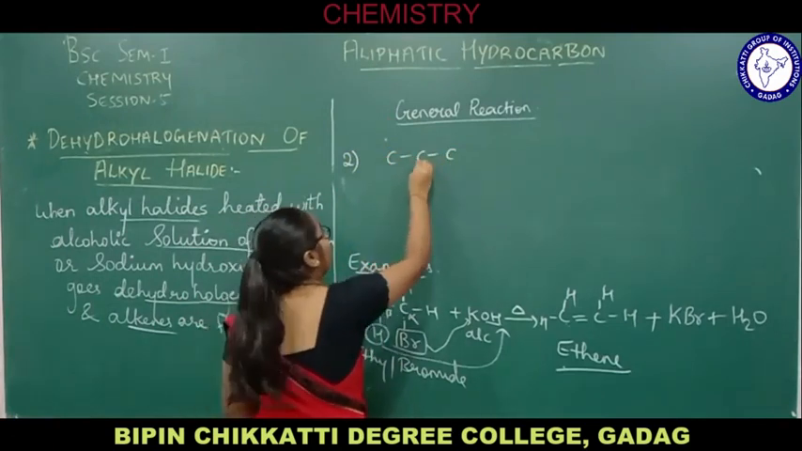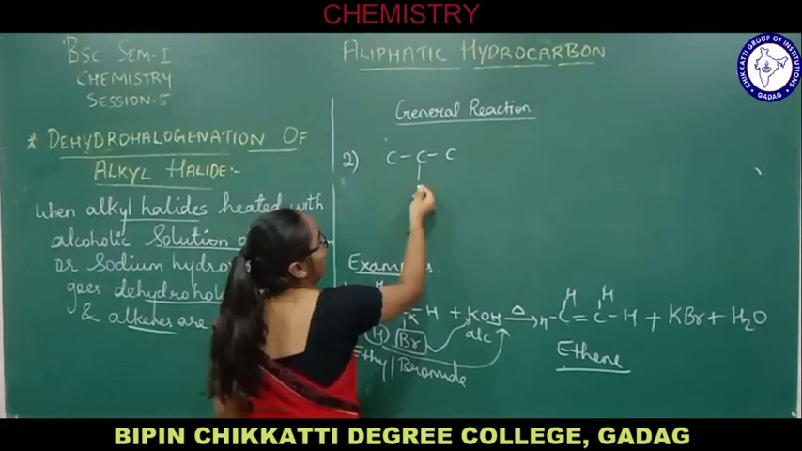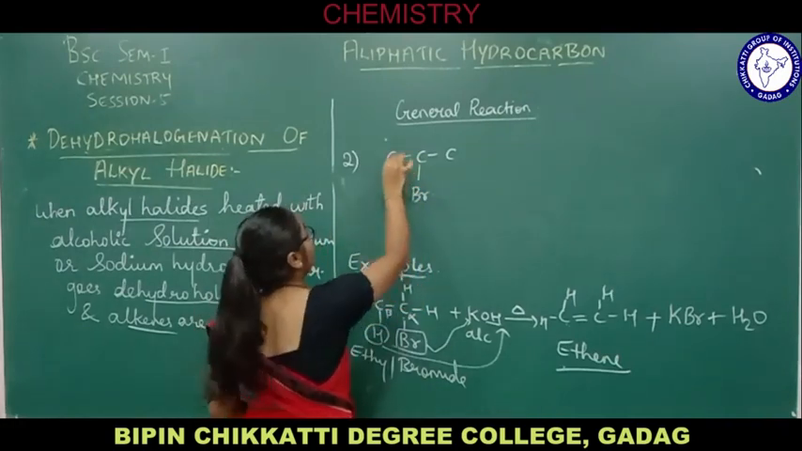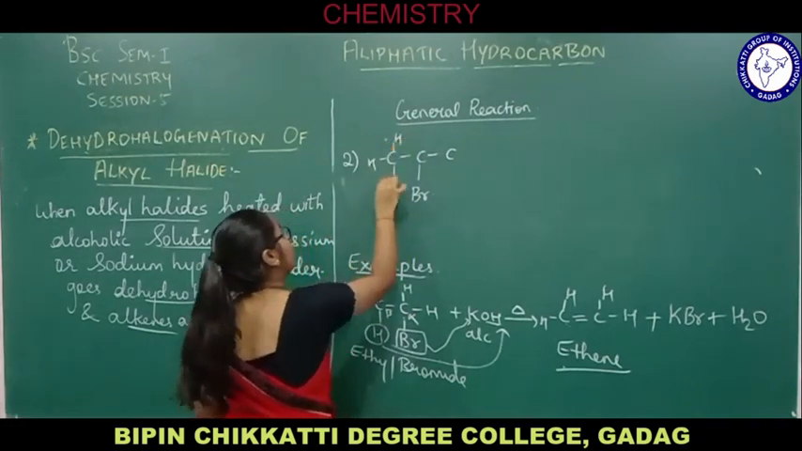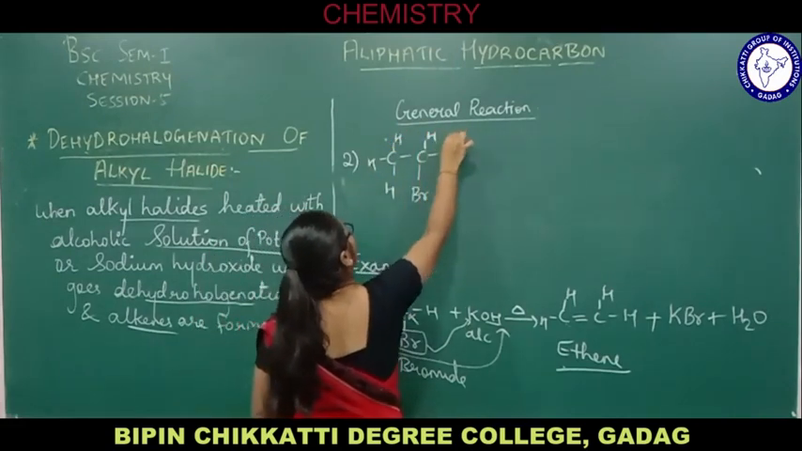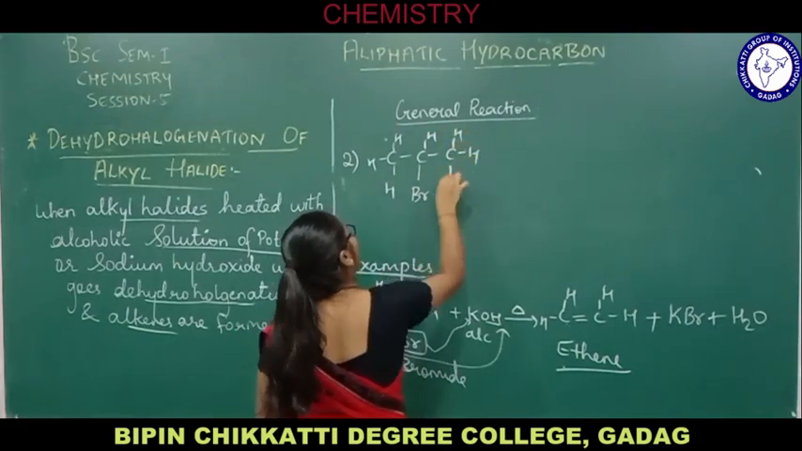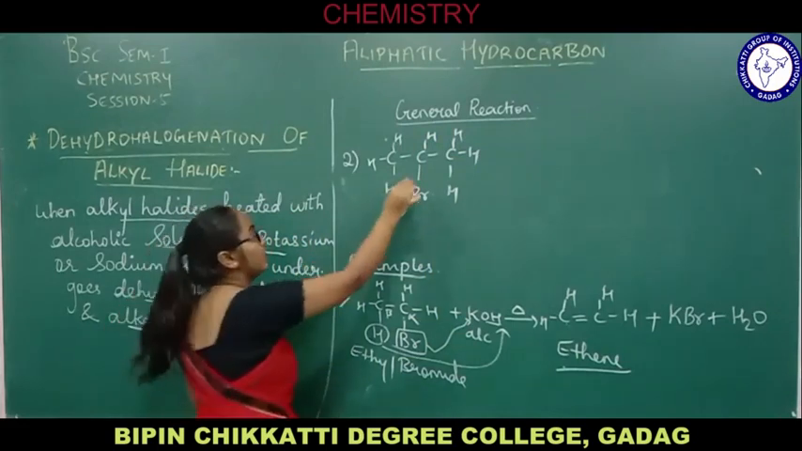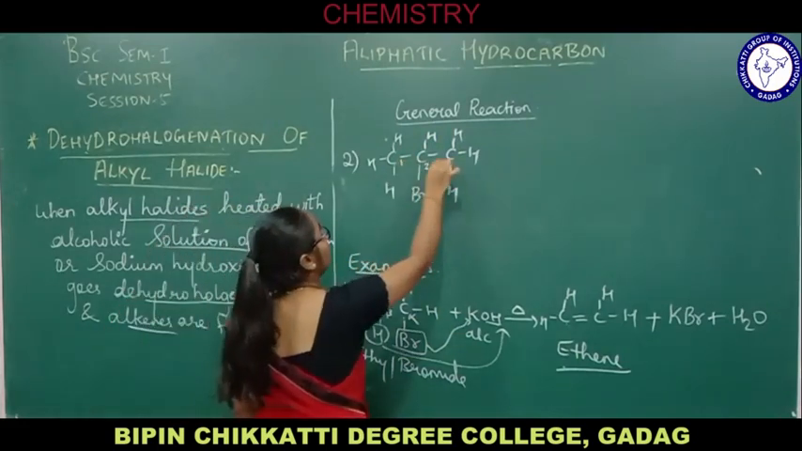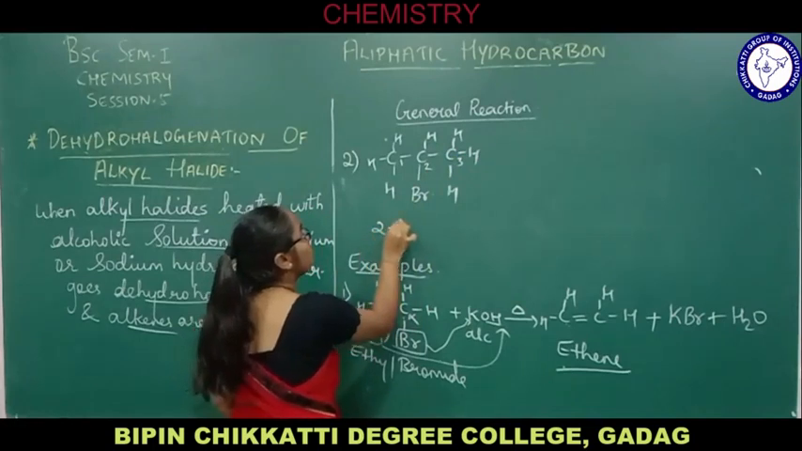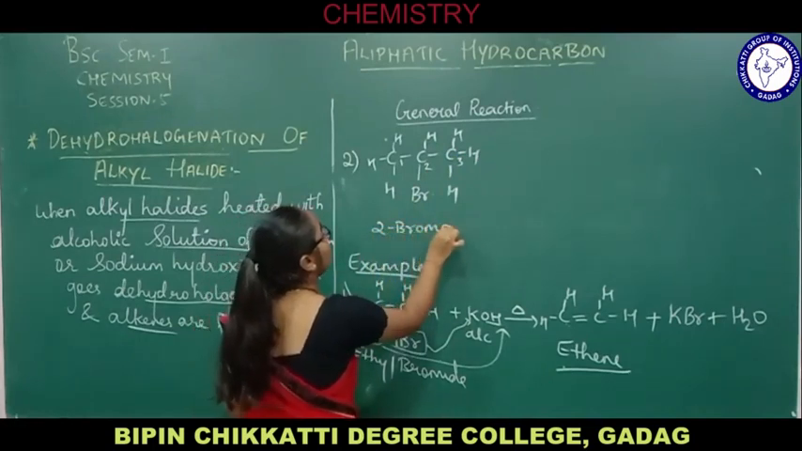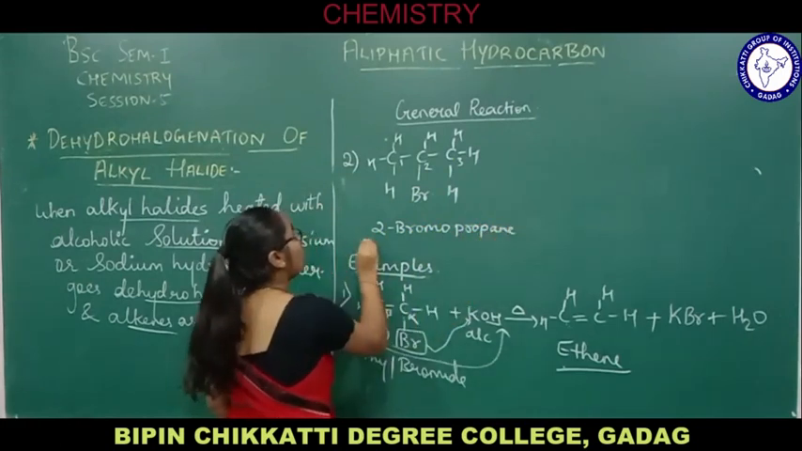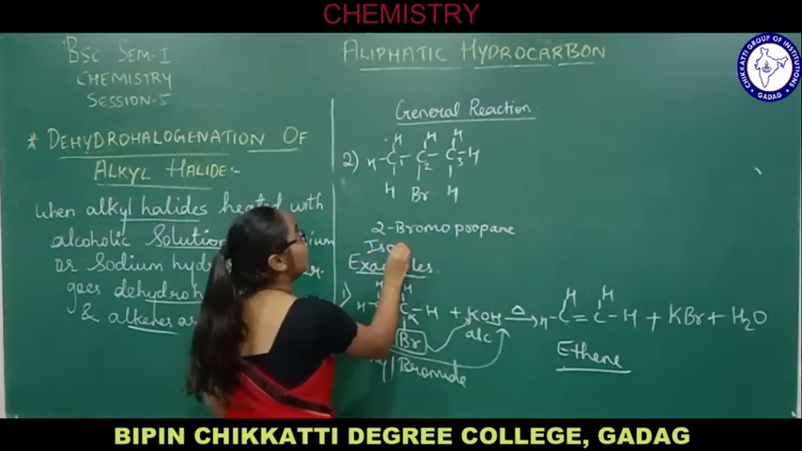Okay, now in the second carbon atom I am going to attach the halo group. Let's take the bromo group, bromide, and the remaining balanced with hydrogen. So this is the alkyl halide, and the name of this alkyl halide is, second carbon, 1, 2, 3, 2-bromopropane. This is the IUPAC name, or this is also called isopropyl bromide.